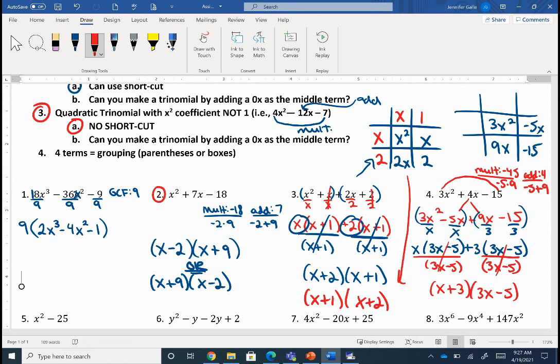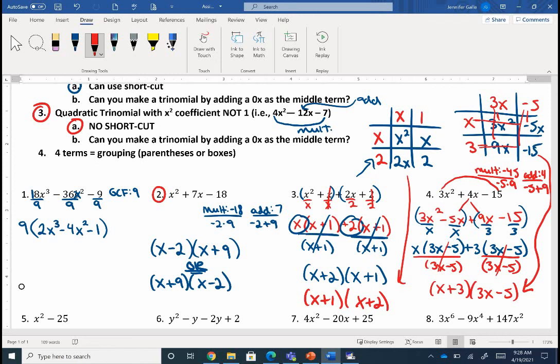With the boxes, just remember, you have to check your signs on the boxes. So remember to check back through. If you've got x times 3x, you get 3x squared. If you have x times negative 5, you get negative 5x. 3 times 3x gets you 9x. 3 times negative 5 gives you negative 15. So if you do the boxes, you can just go back through and make sure your signs are okay. So either way you do it, x plus 3 and 3x minus 5, that's your final answer.